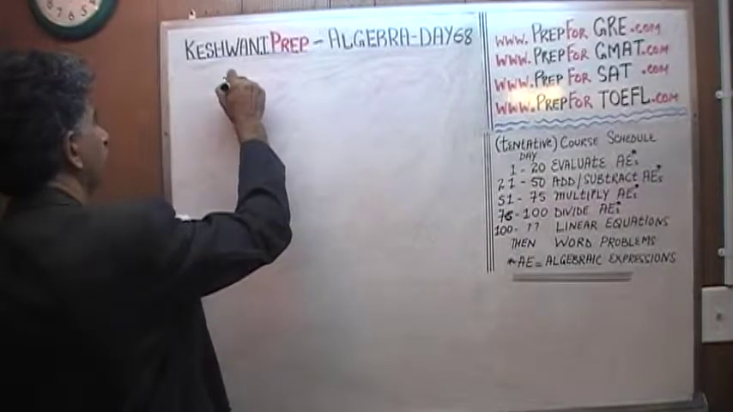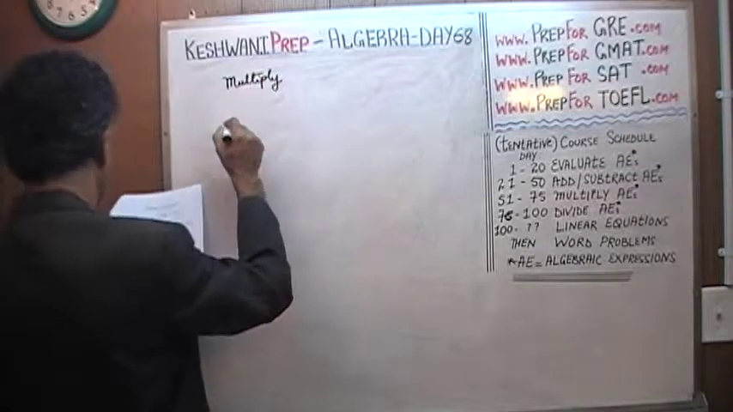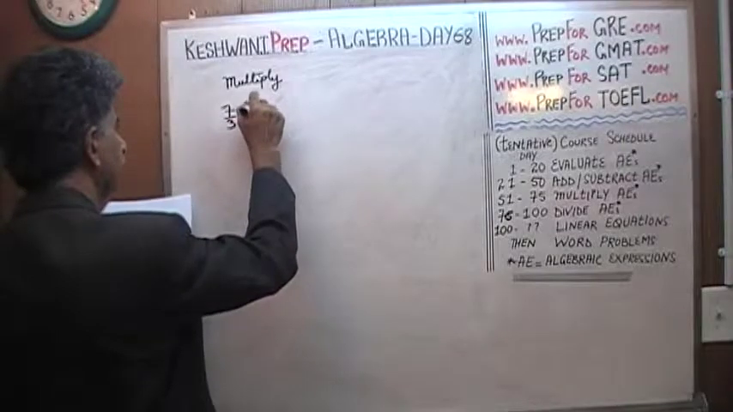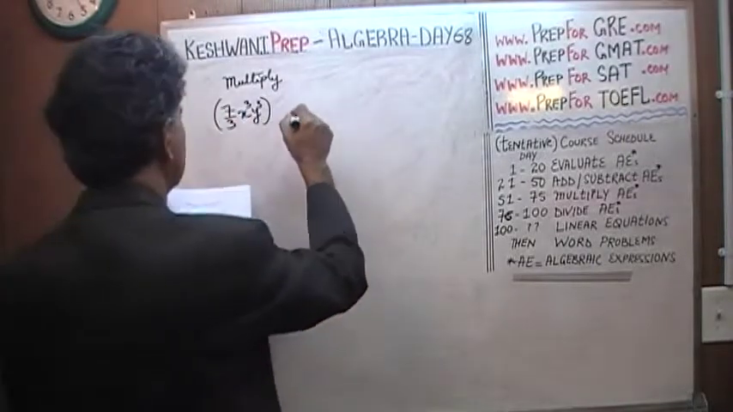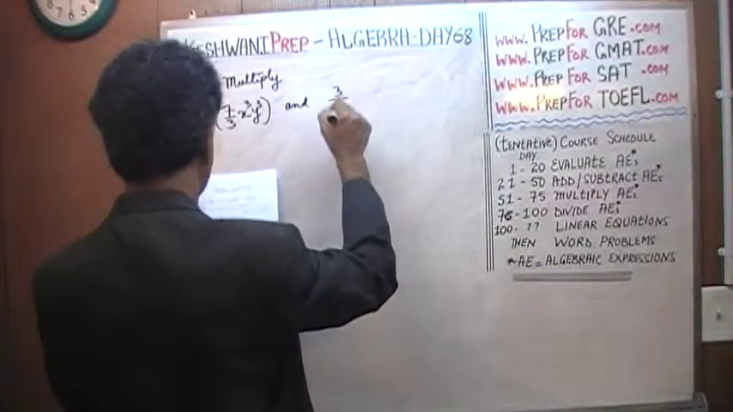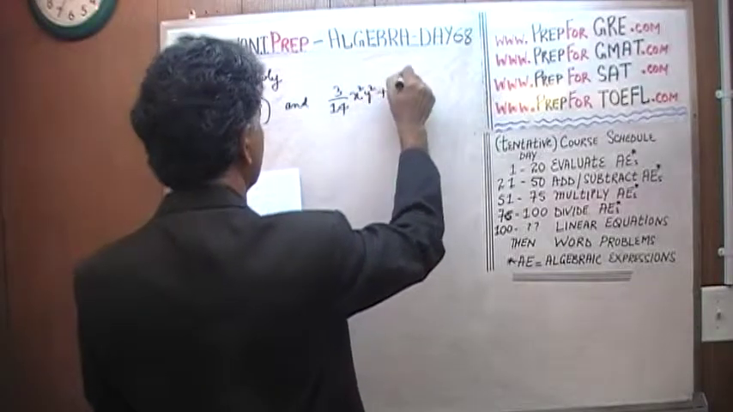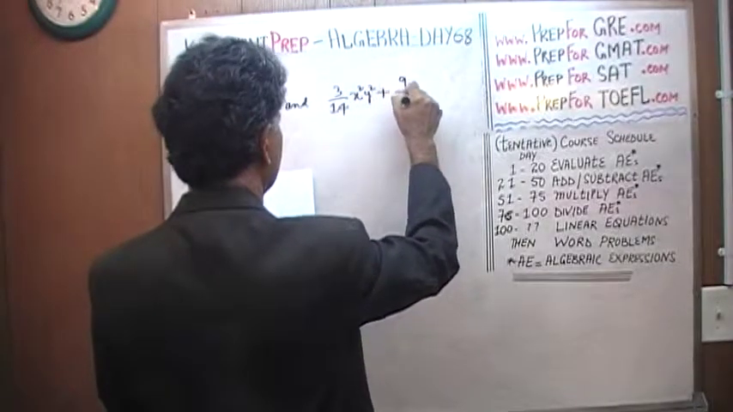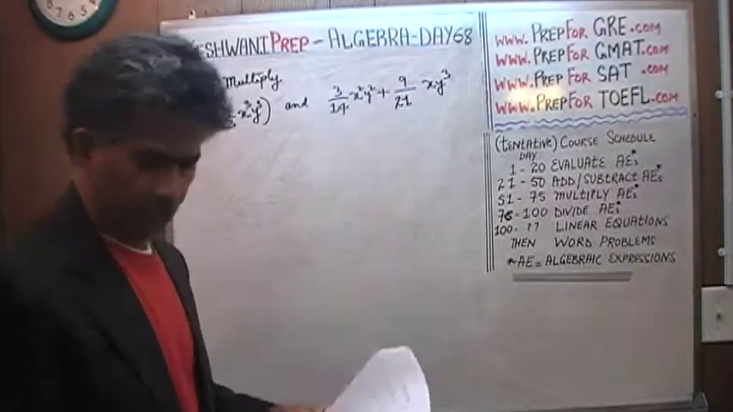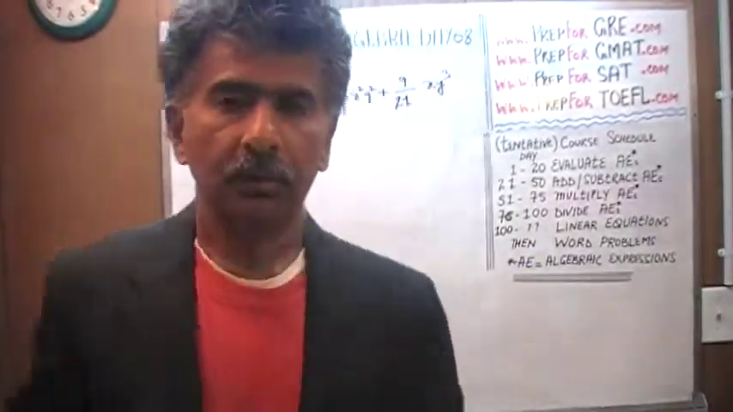We are asked to multiply 7/3 x cubed y cubed and 3/14 x squared y squared plus 9/21 x y cubed. So we're given these two algebraic expressions and we are asked to multiply them.